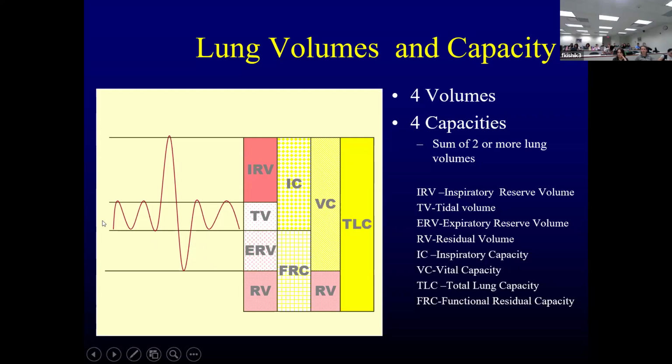Okay. This was the tidal volume. We were breathing. Then we took a deep breath in. How much we inhaled in was the inspiratory reserve volume. Then we did this exercise again, tidal volume, and then we exhaled out to the max. That would be the expiratory reserve volume.